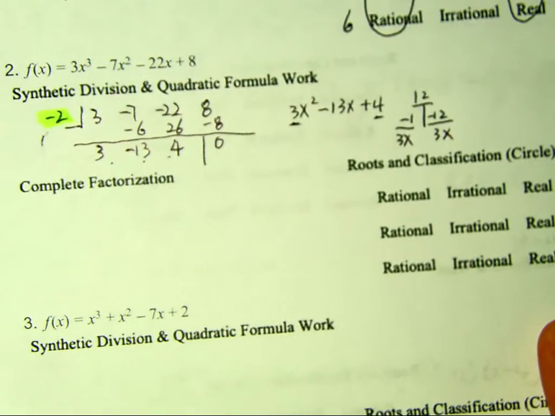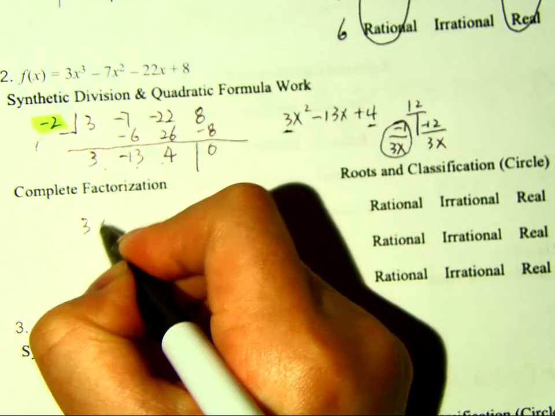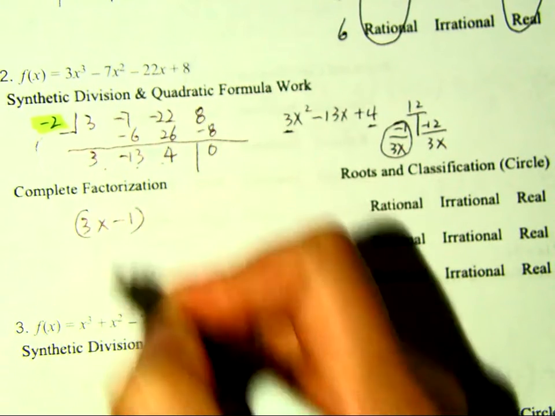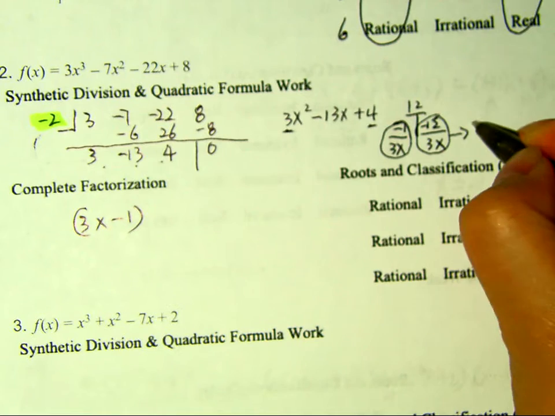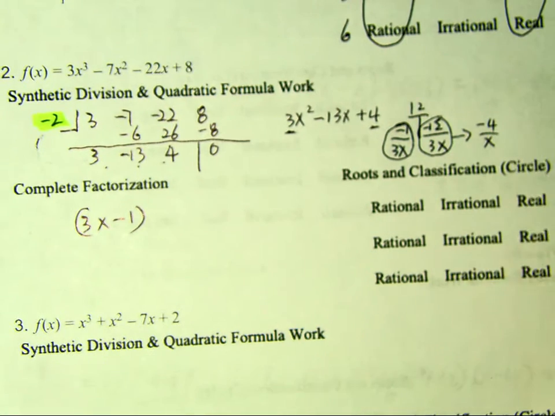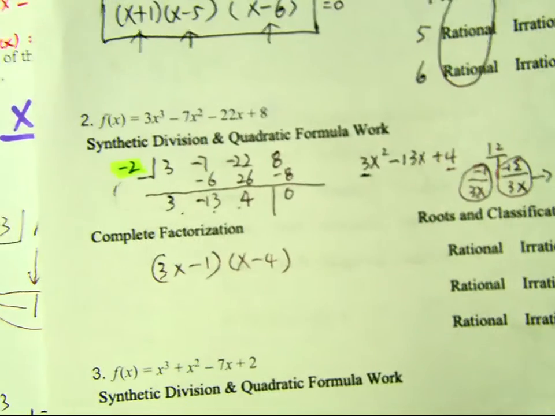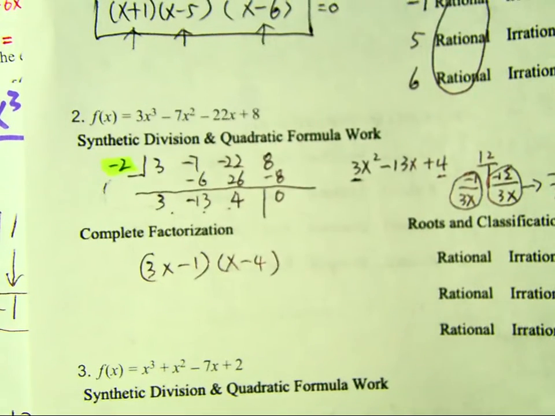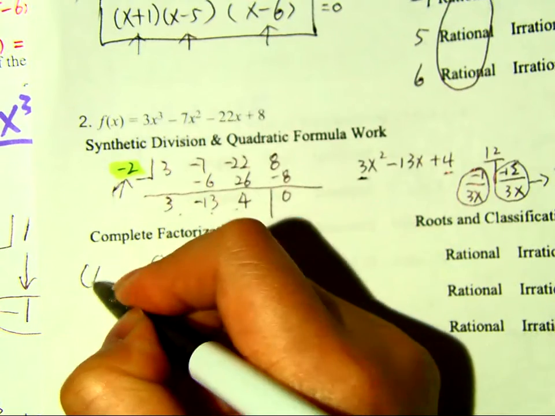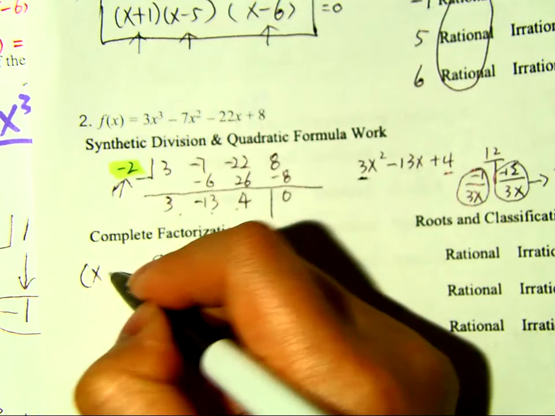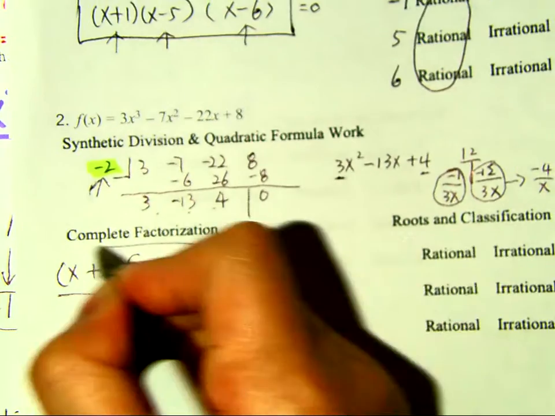Okay, now let's write down our answer. From the first one, it will be 3x minus 1. From the second, we can simplify to negative 4 over x. So that's the one we need to bring down, x minus 4. And that's only 2 factors. We need 1 more. The other one will always be from here. So it will be x minus this number, which changes to plus 2. Okay, that's all the factors we have.